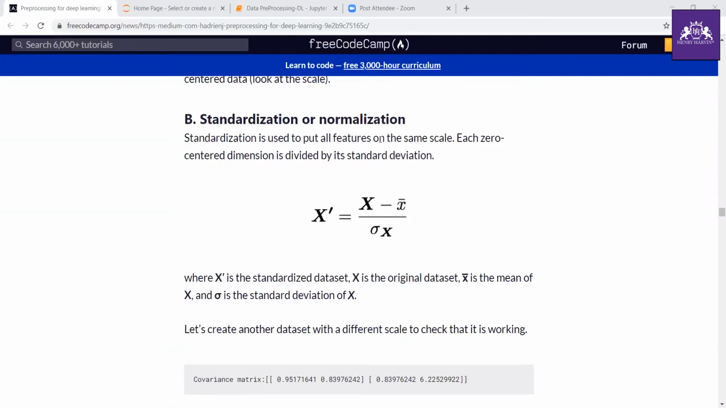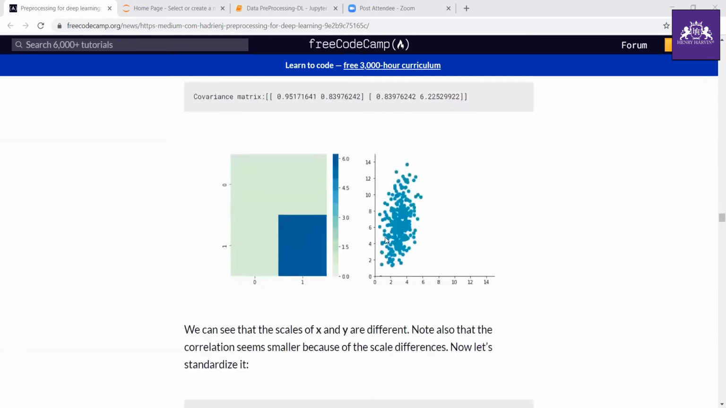So the next part is about standardization or normalization. Standardization is used to put all features on the same scale. So each zero-centered dimension is divided by its standard deviation. So x minus mu divided by sigma, generally we say here x minus x bar divided by sigma x. Sigma x is nothing but the standard deviation of x, and x bar is the mean of x.